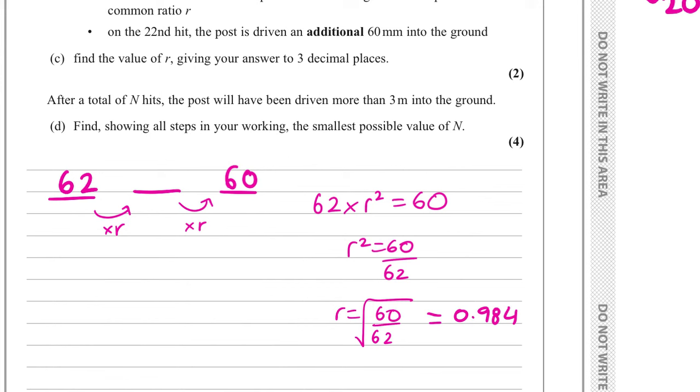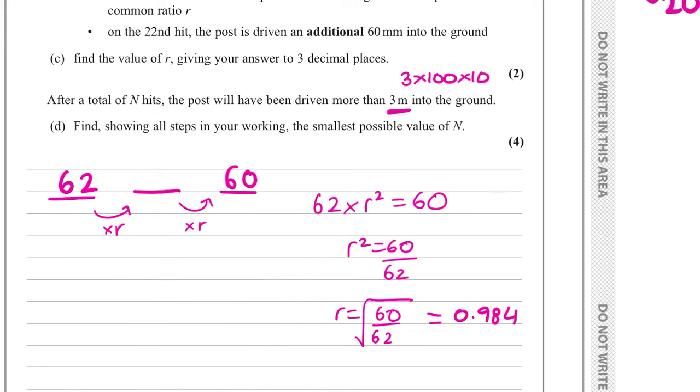Now, this is the bit where it's a bit complicated because we've got a geometric and an arithmetic happening at the same time. After a total of n hits, the post will have been driven more than 3 metres. Good job, someone told me that we were dealing in millimetres, because now we've got two different things going on. What have we been dealing with the whole time? Millimetres. So what should we convert this to? Millimetres. So 3 metres is what? 3,000. Are you sure? Each centimetre is... we're going to multiply by 100, because that converts to centimetres, multiplied by 10, because that converts to millimetres. So we're going to have 3,000.